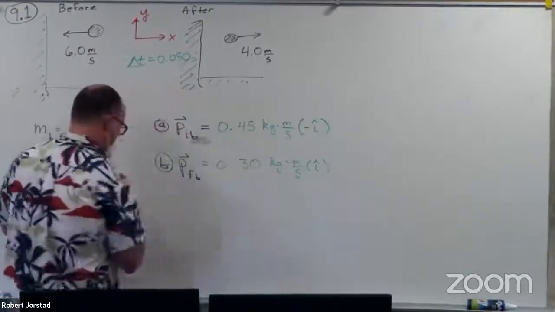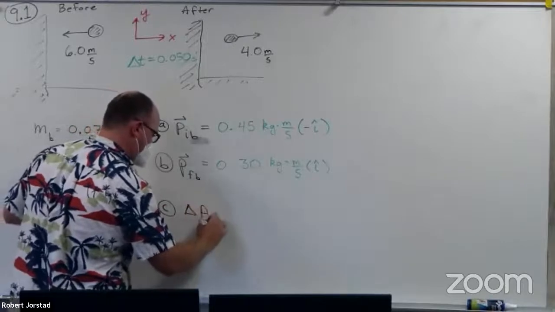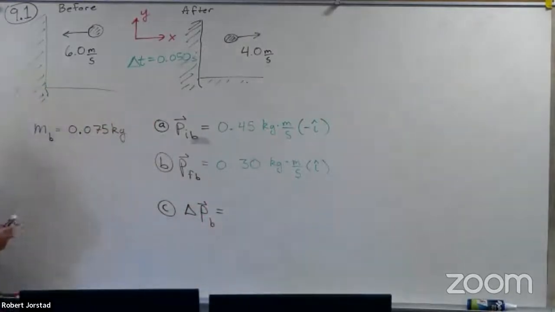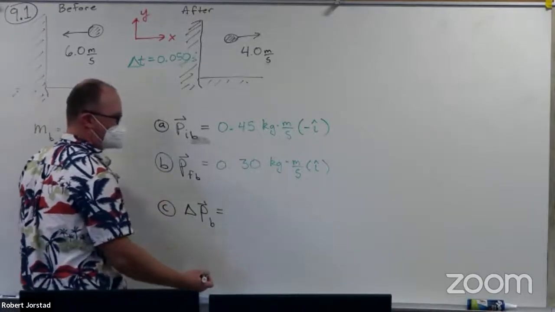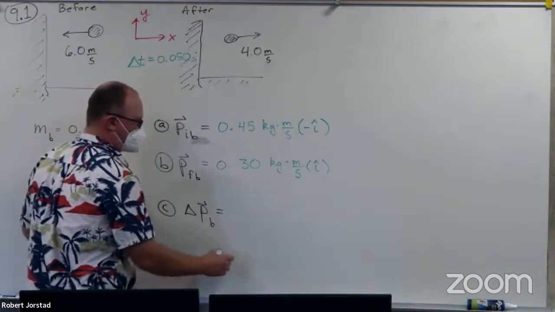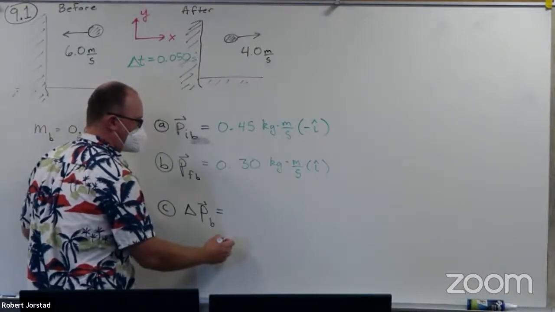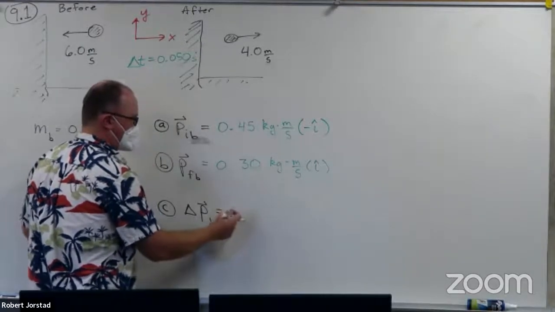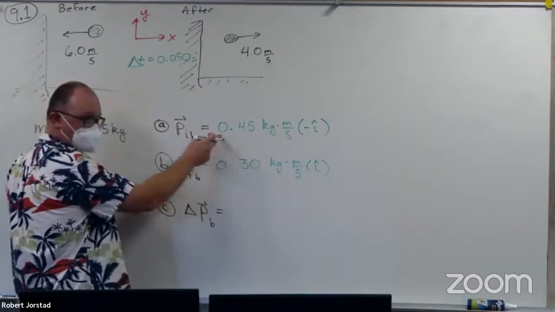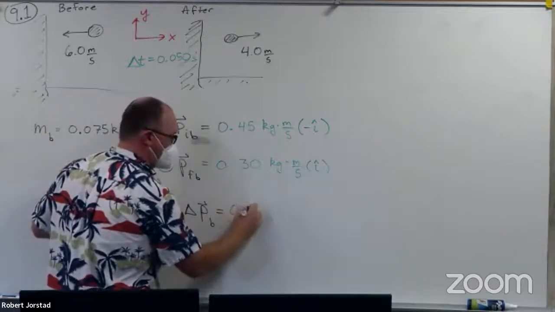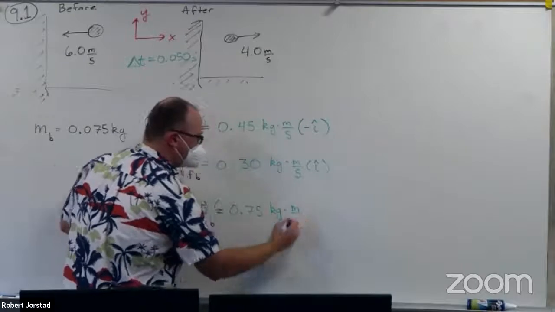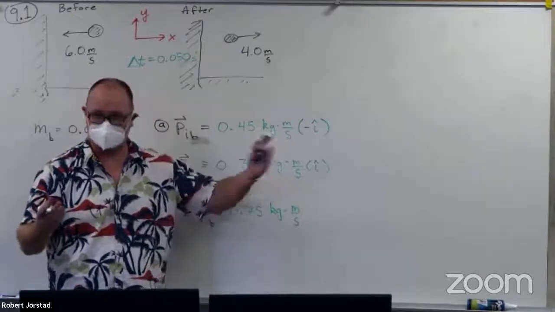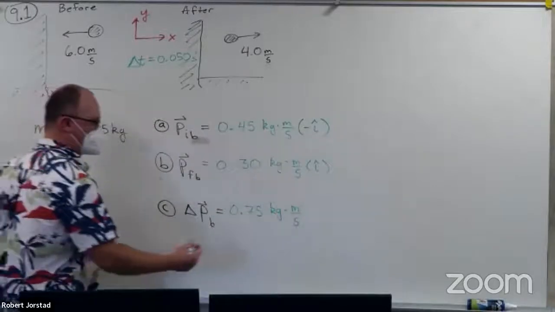Okay, part C. What's the change in momentum of the ball? We can see now those minus signs really matter. It's going to be final minus initial. It's final, 0.30, minus initial, which is -0.45, so it's 0.75. That's what I wanted to emphasize. Think about it: very often when you have a collision, something bounces backwards. You really have to be good at this. You have to constantly be thinking about this.